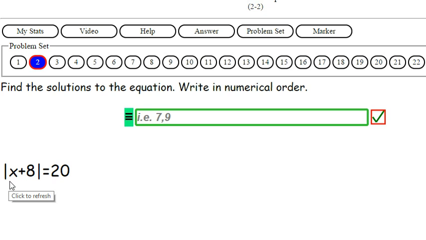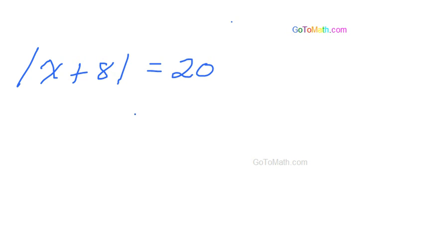We got the absolute value of x plus 8 is equal to 20. Okay, so we're going to write this twice. We're going to get two separate equations here. First one, we just drop the absolute value bars. So we have x plus 8 is equal to 20.